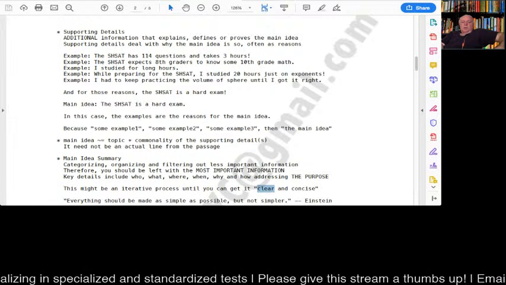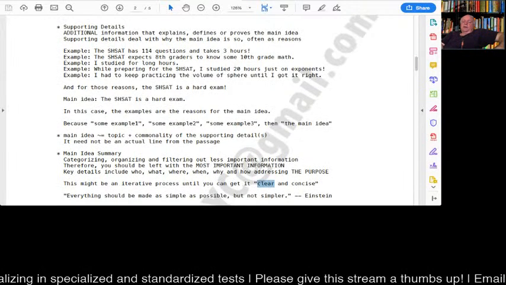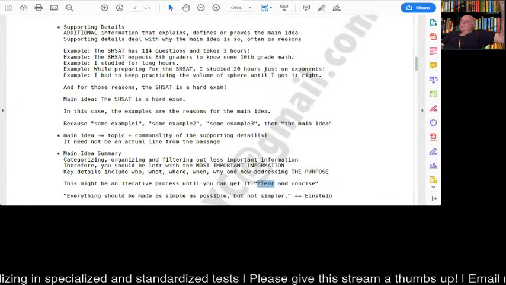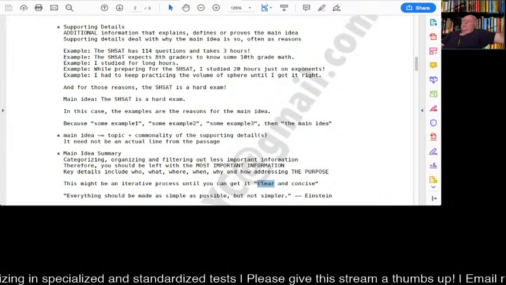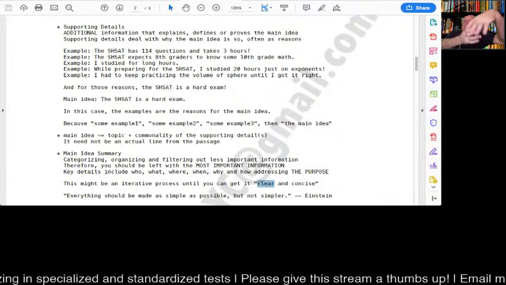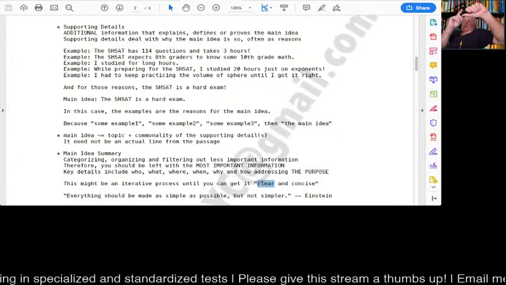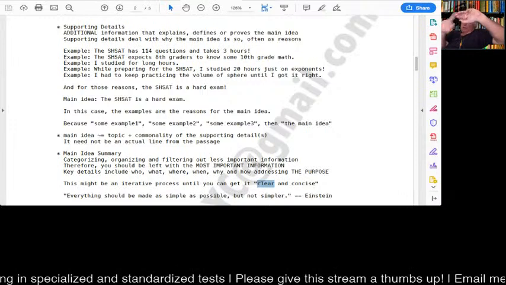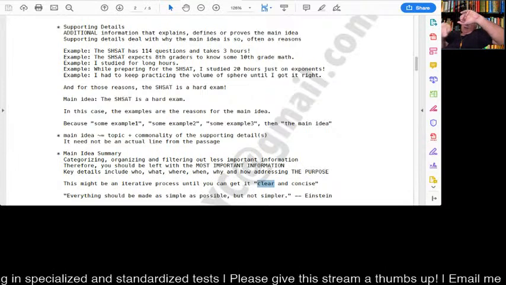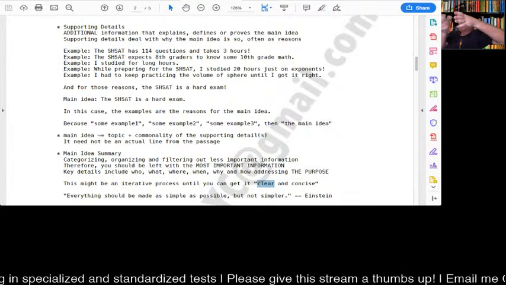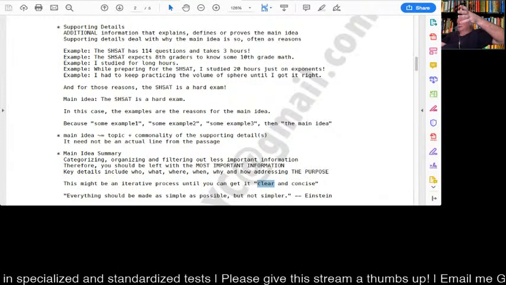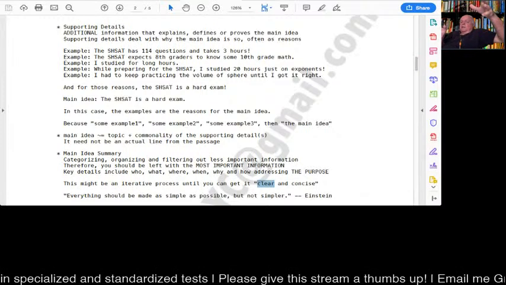Okay, so what you want to do is whittle this thing down to be as simple as possible, but no simpler. If it's too simple, it says my passage is about SHSAT. If it's too complicated, it says it's about SHSAT being hard and me studying and there's so many questions and yada and yada and yada. So you don't want this to be a tome, and you don't want it to be comma, comma, comma, okay? You want to make it clear and concise.